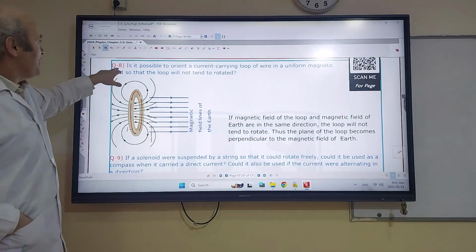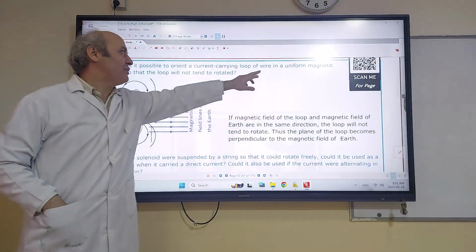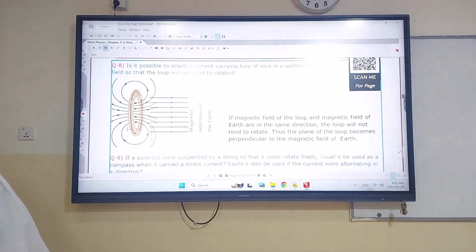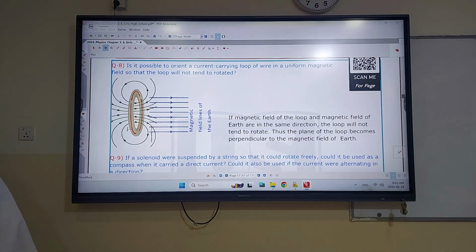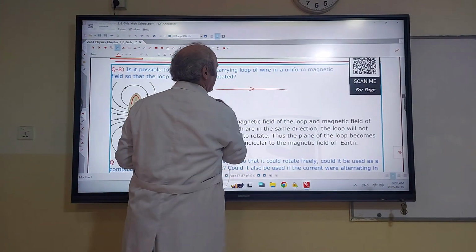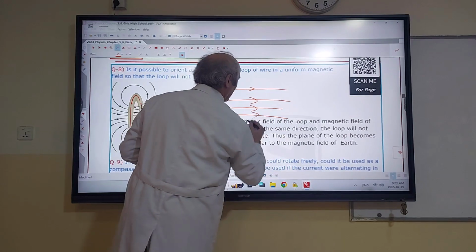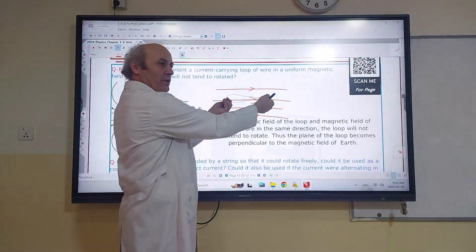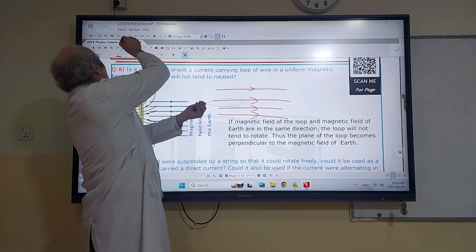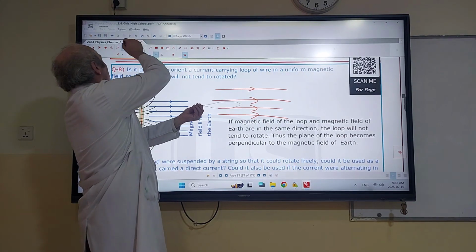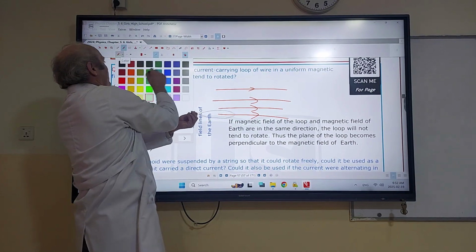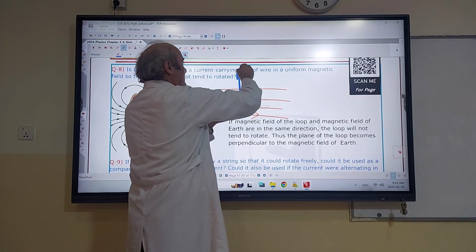Question number 8. Is it possible to orient a current carrying loop of wire in a uniform magnetic field so that the loop will not tend to rotate? We all explained this before. Once again, let's explain. Yes, it is possible. External magnetic field, let me say it is from left to right, like this. When we hold the loop parallel to the magnetic field lines, the loop's magnetic field is going to be perpendicular to the external magnetic field. And draw it with another color. This color part. Okay, this is the loop's magnetic field. It's going to be like this.